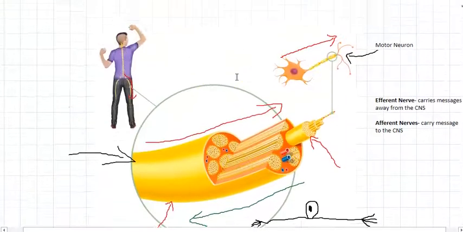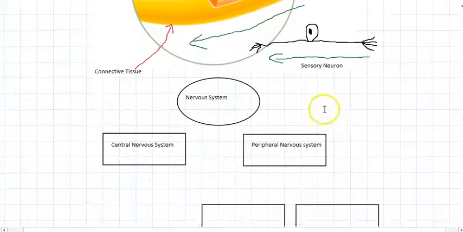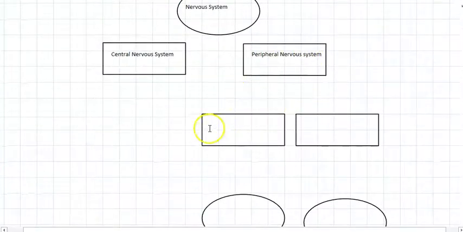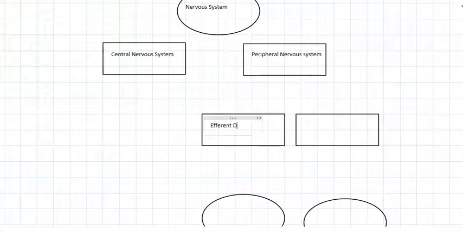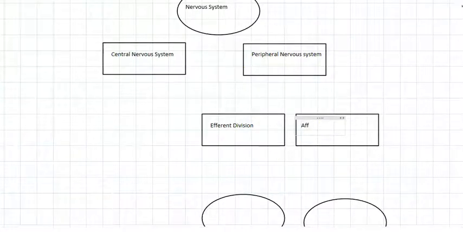And then we just talked about how all those nerves in the peripheral nervous system can either be afferent or efferent. And so scientists split that up into two different systems. So all the nerves that are carrying messages away from the central nervous system are called the efferent division of the peripheral nervous system. And all those nerves with the sensory neurons carrying the messages back to the central nervous system, that's called the afferent division of the peripheral nervous system.